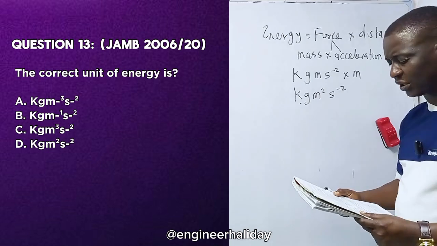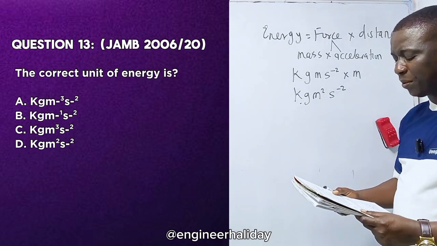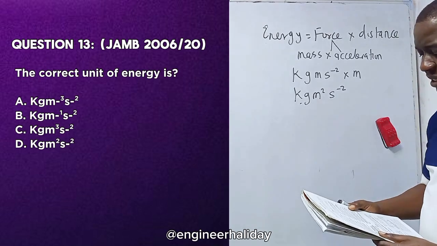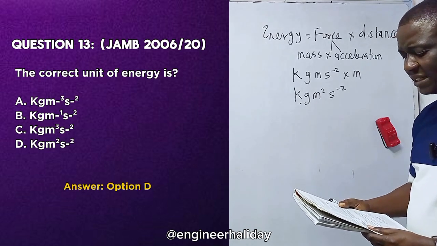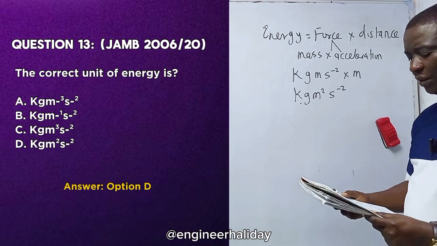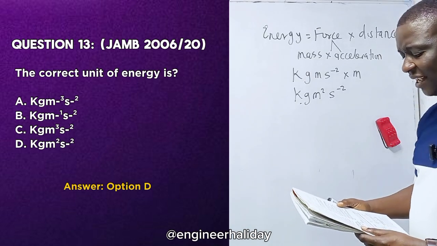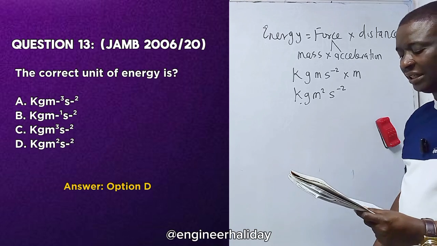That means option A says kg per meter cube per second square. B says kg meter per second square. C says kg meter cube per second square. Then D says kg meter square per second square. So option D is the right answer.